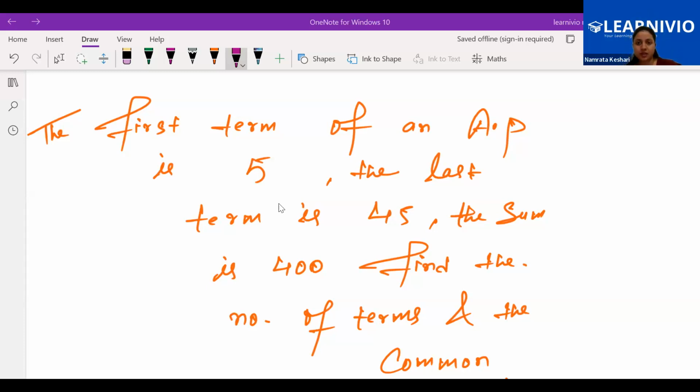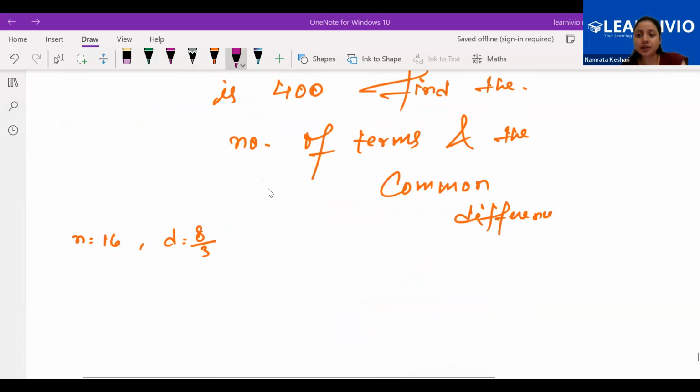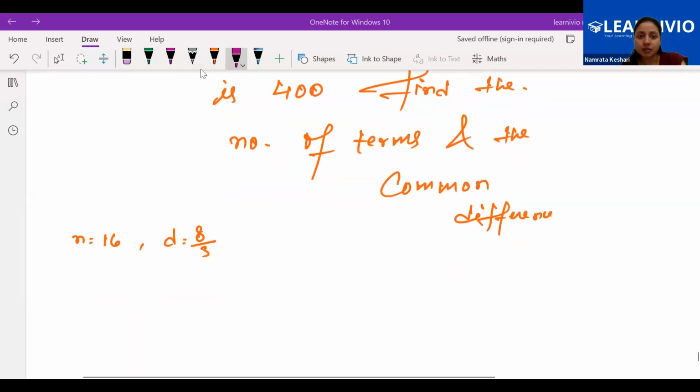Ma'am, your N is 16 and D is 8 by 3. Okay. You are also getting N equals 16 and D is equal to 8 by 3. Ziana, Aisha, Sumaya are also getting the same. Okay, I'm giving the next question. Do try it meanwhile.